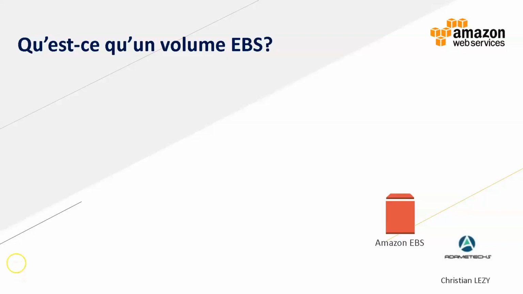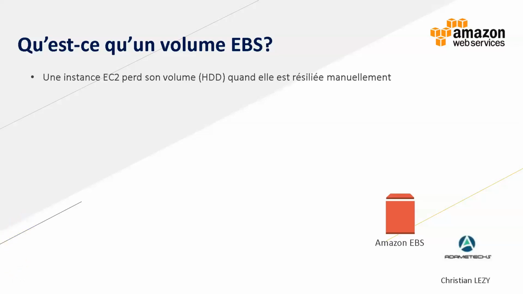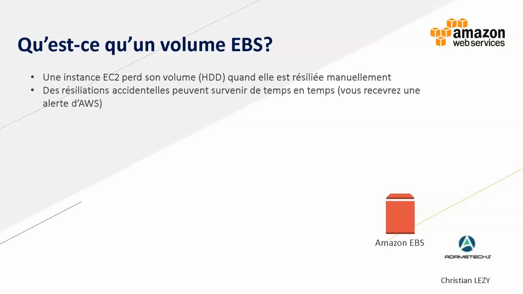In this lesson, we will see what an EBS, or Elastic Block Store, volume is. We have seen that when we use an instance and we turn it off or terminate it manually, we lose our storage space or hard disk. Accidental terminations may also occur from time to time. At that time, you will receive an email alert from AWS.